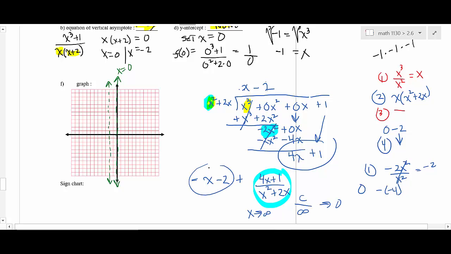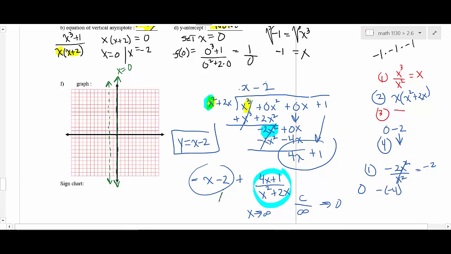So that's your answer right there. Your slant asymptote would be y equals x minus 2. Now you learn a lot more about this in a Calculus 1 class, but that's how you find a slant asymptote. And what we're going to do now is graph this.